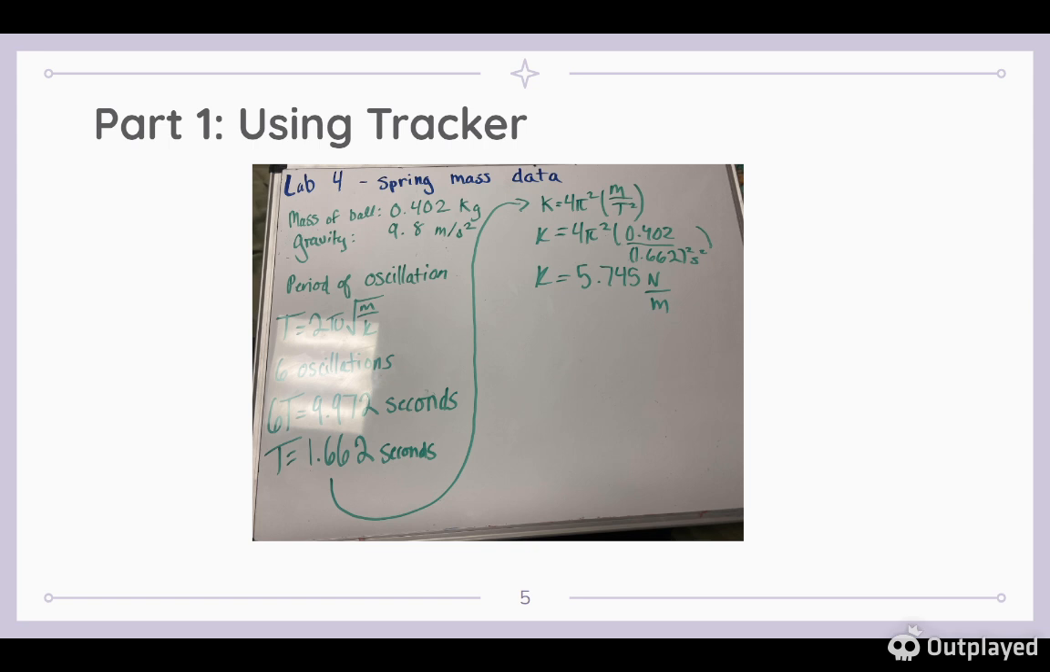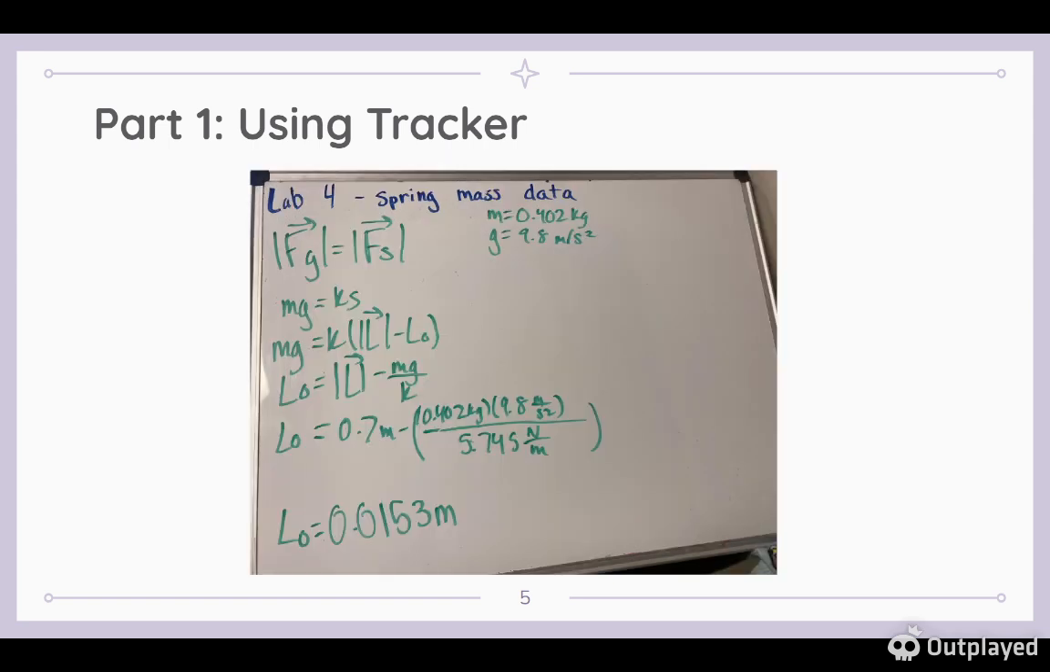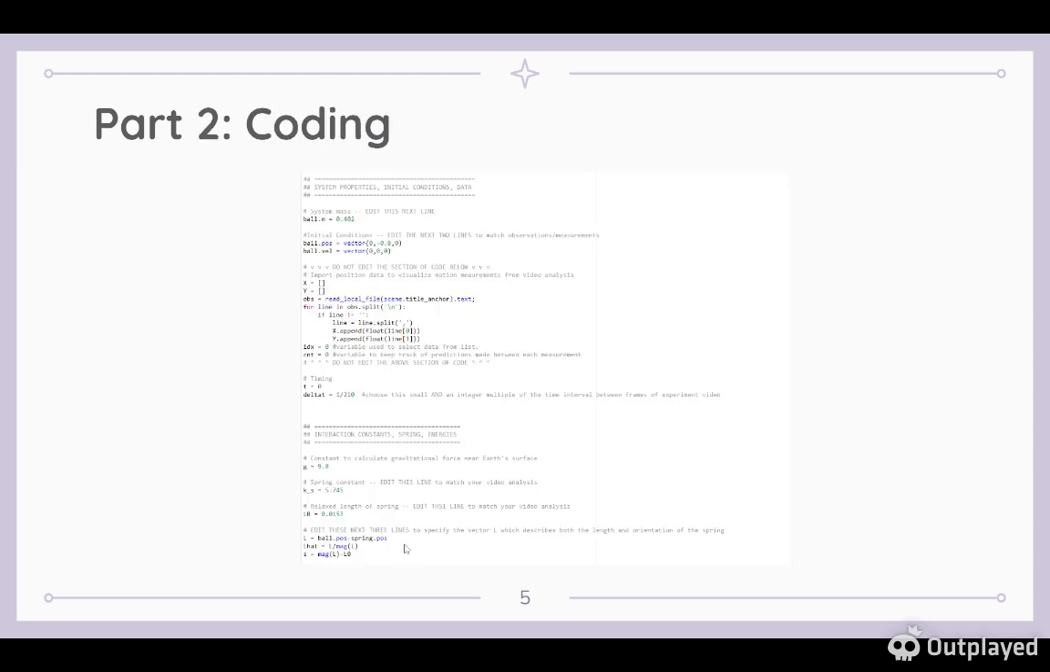So I first needed to calculate the spring stiffness value, and we did that using the period of oscillation, where we determined that there were 6 oscillations, and from there we could determine what the K value would be. And then to determine the L0 value, you take this 0.7 meters and subtract the mass, the gravitational, and what we found to be the K value, and that gave us 0.0153 meters.